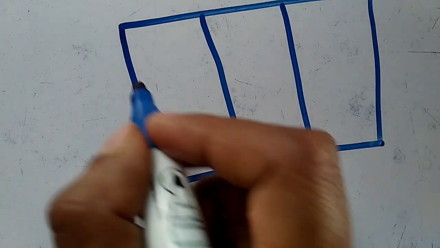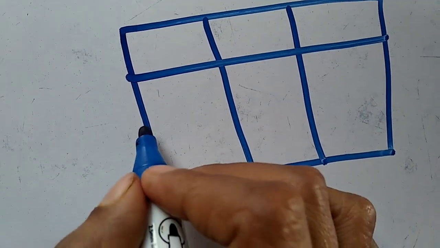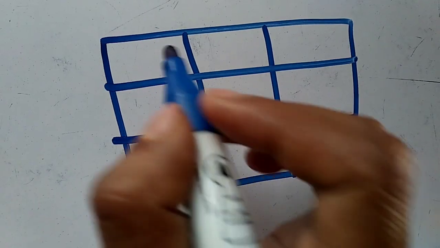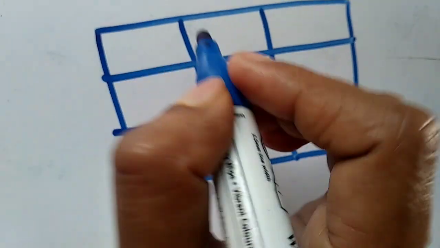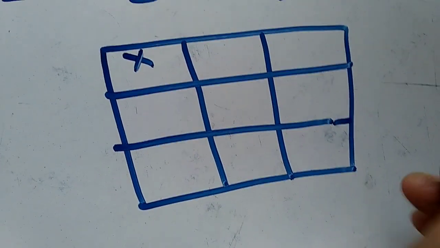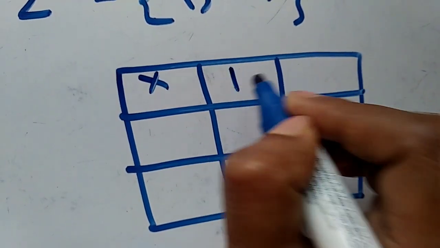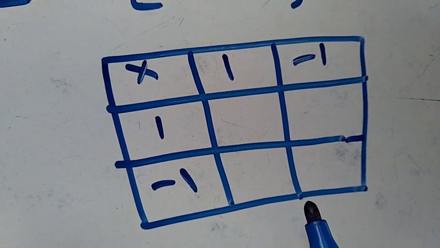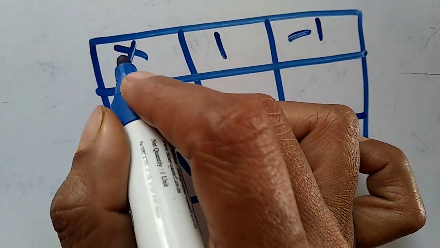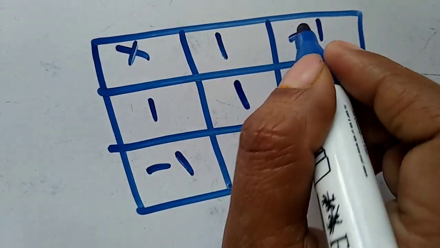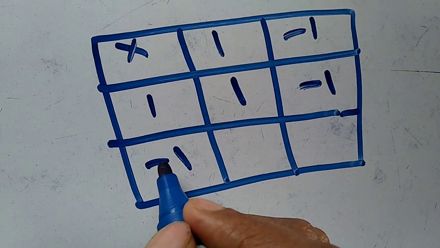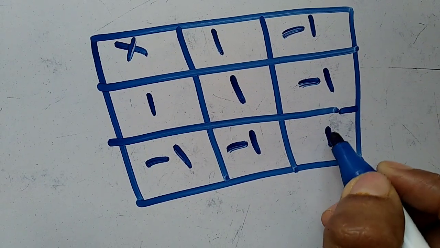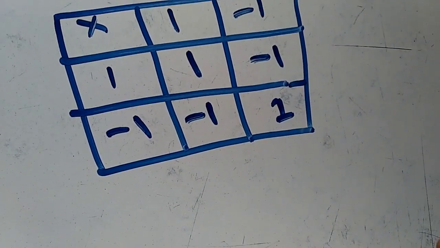1, 2, 3 rows and 1, 2, 3 columns. So here 3 rows and 3 columns. Here you just put the operation. Your operation is multiplication. And how many elements do you have now? 1 and minus 1. Just write 1 and minus 1 here also. Now just do the operation. 1 times 1 is 1. 1 times minus 1 is minus 1. Next, minus 1 times 1 is minus 1. Minus 1 times minus 1 is 1. So you can observe here.